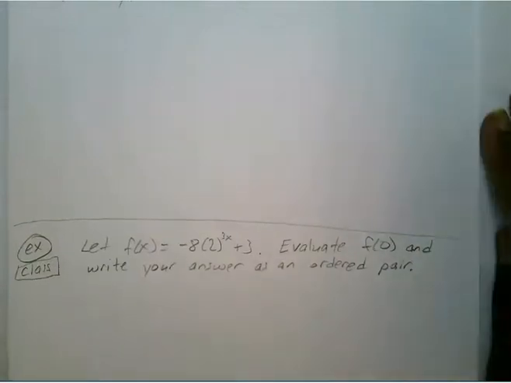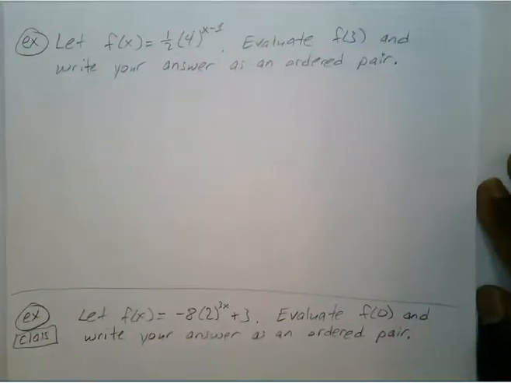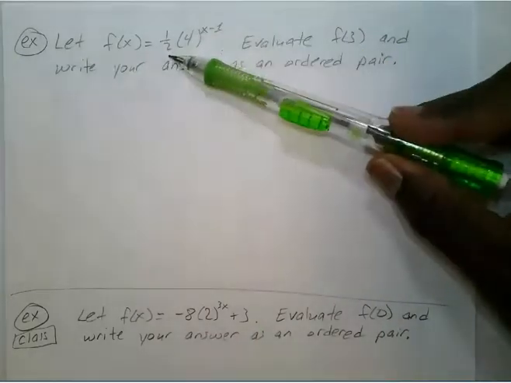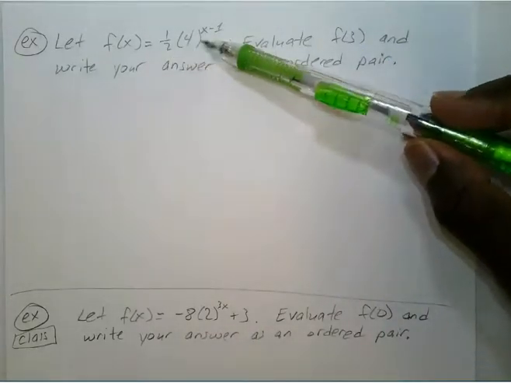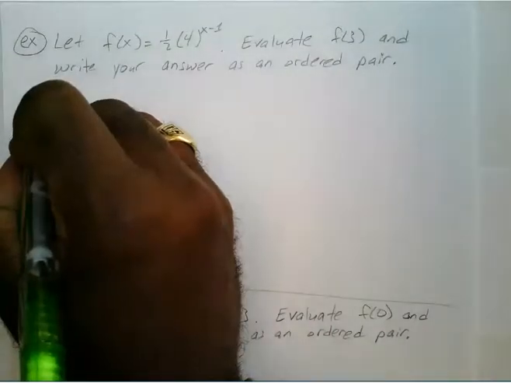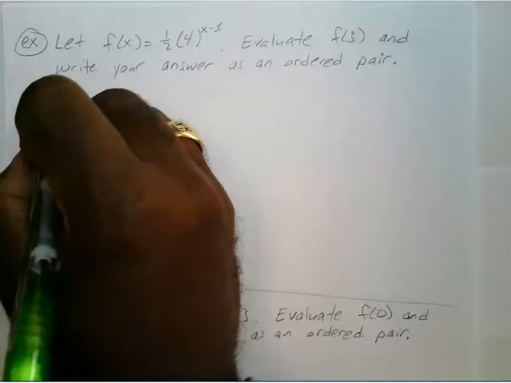And this is just basic evaluation of functions. So what if we let f of x equals 1/2 times 4 to the power of x minus 1? Evaluate f of 3 and write your answer as an ordered pair. So this is just to get you comfortable with exponential functions. I'm going to go ahead and solve that.